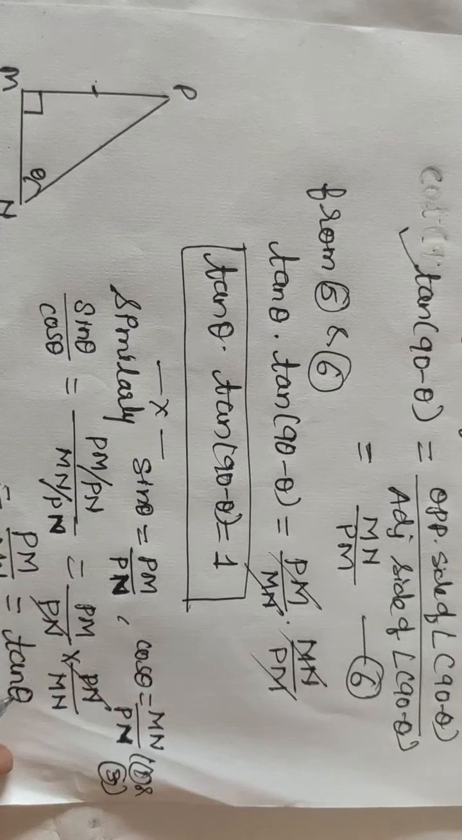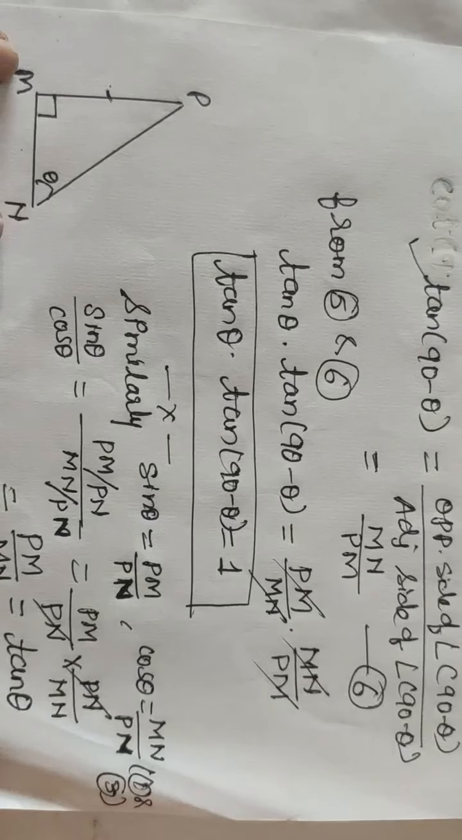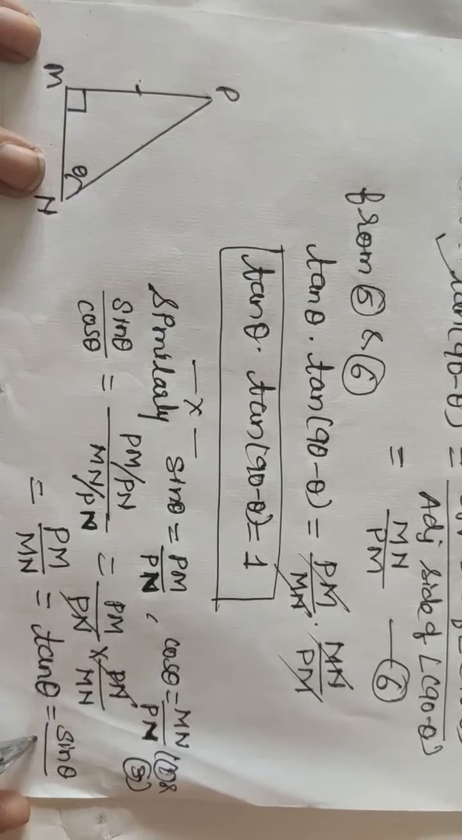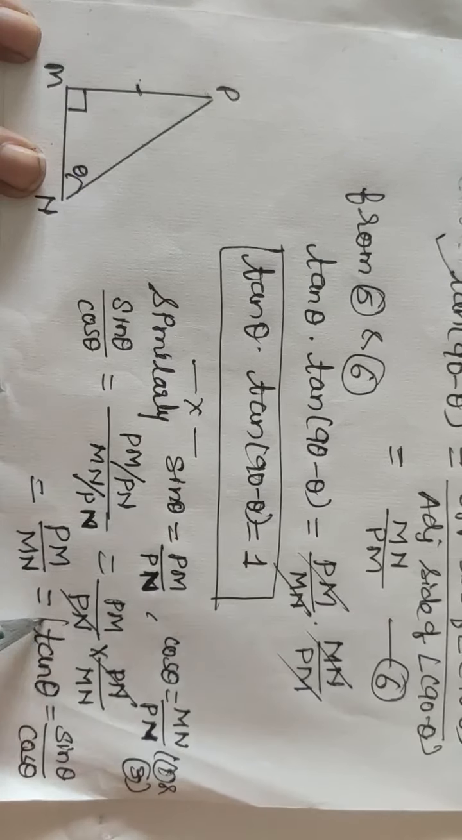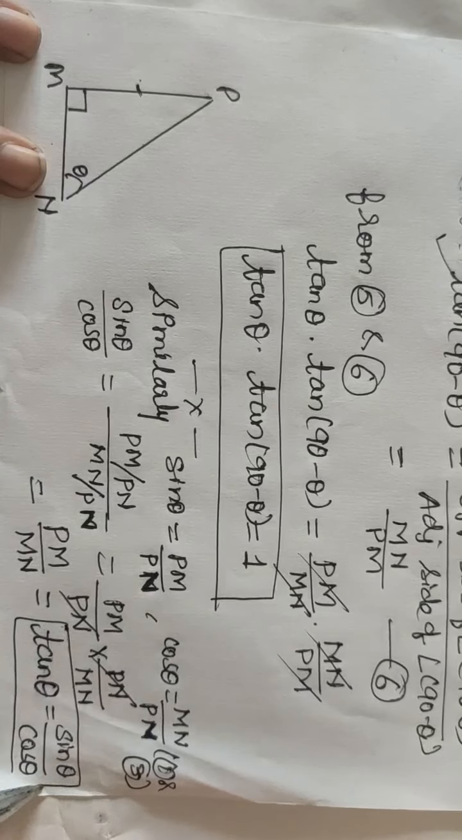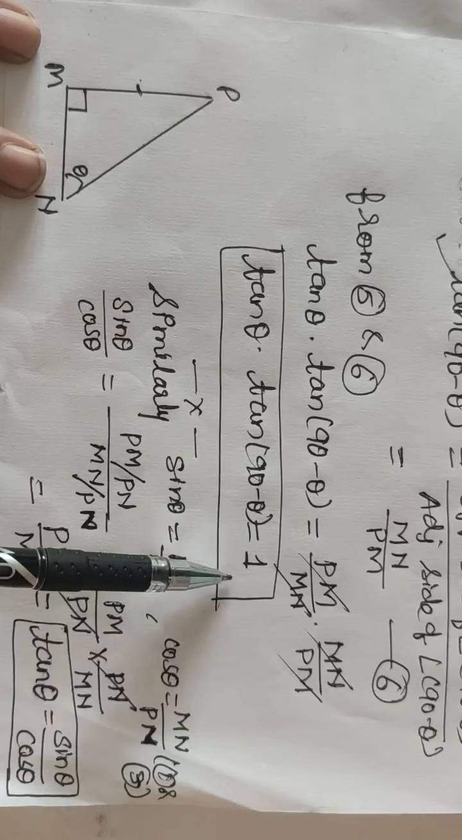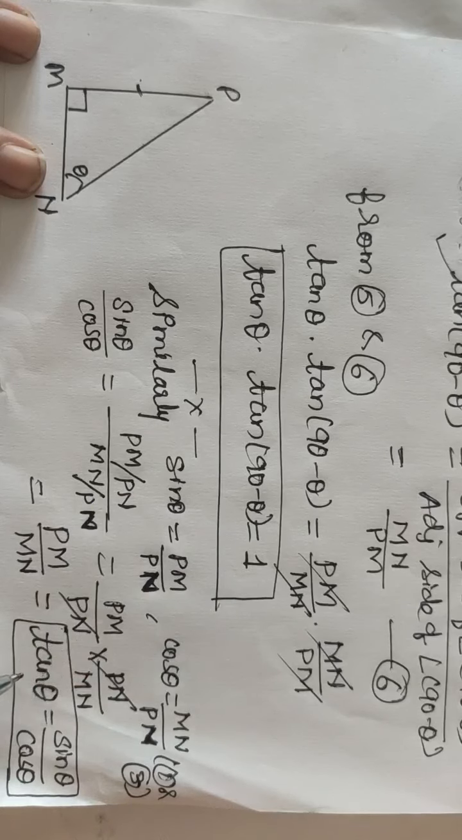So remember children, tan theta is equal to what? Tan theta is equal to sin theta by cos theta. It's very important and we also have to use this while solving the sums. So tan theta into tan 90 minus theta is equal to 1, and here is one more formula, tan theta is equal to sin theta by cos theta. Now we are going to study one trigonometric identity, and based on that you have exercise 8.2, question number 1. Let's see that.